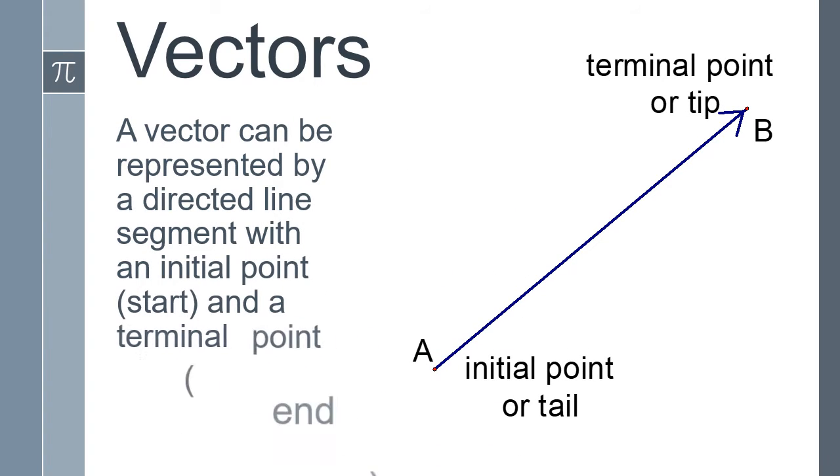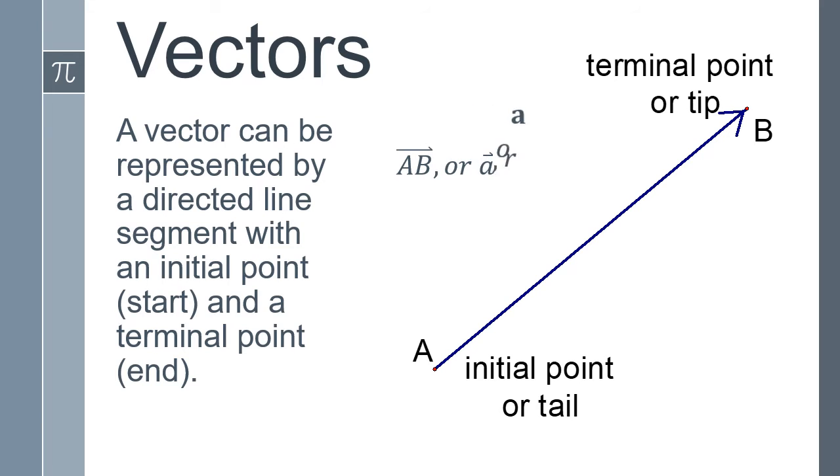So a vector can be represented by a directed line segment with an initial point, start, and a terminal point, end. So this is a segment with an arrow tip at one end. So it kind of looks like a ray, except it has an end. It stops there at B.